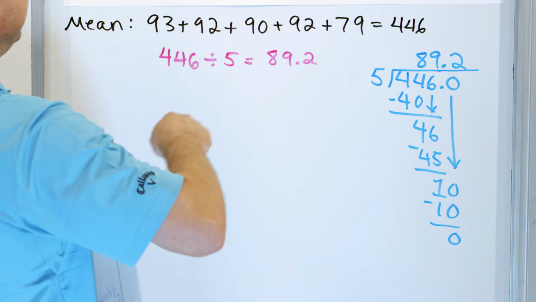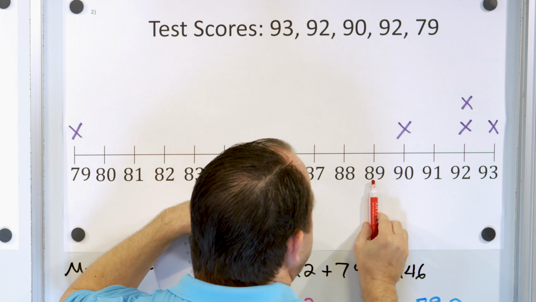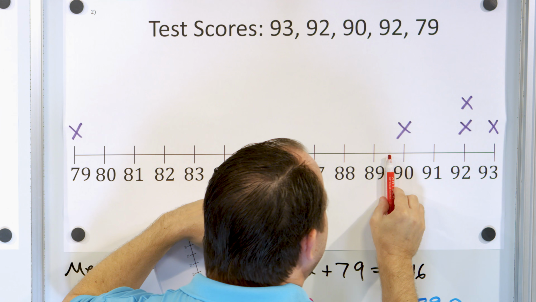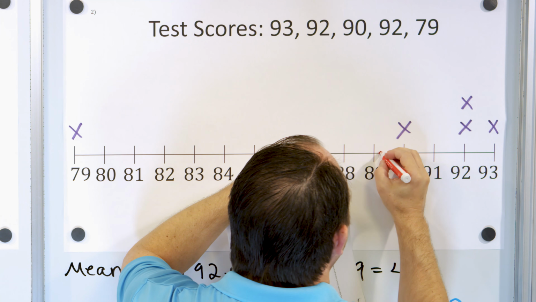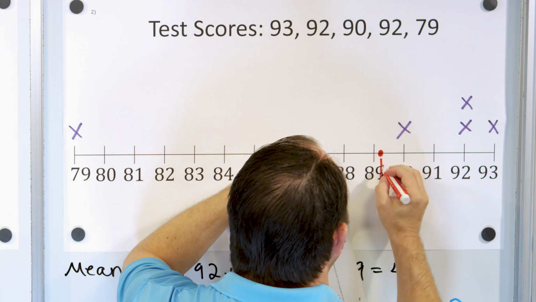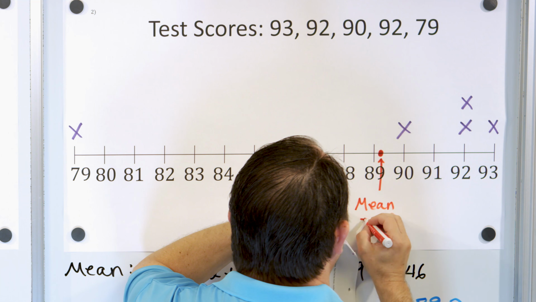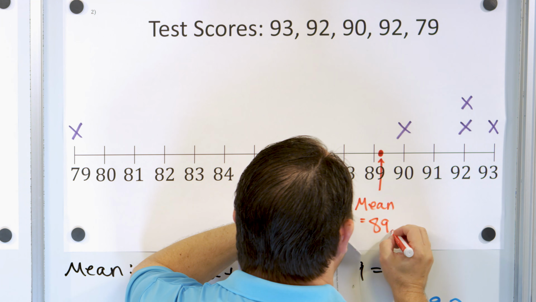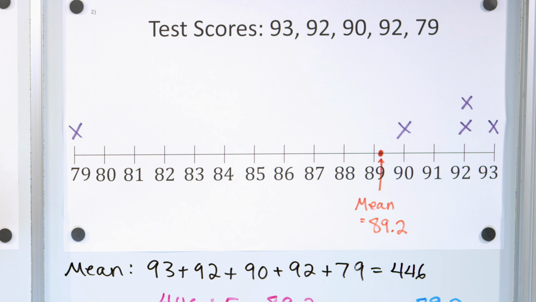So let's go up here and see where our 89.2 would be. Here's 89, here's 90, here's 89.5. So 89.2 is going to be closer to 89. I can't exactly mark it, but it's going to be somewhere around here, right? So I'll say the mean is 89.2. All right. What about the median?